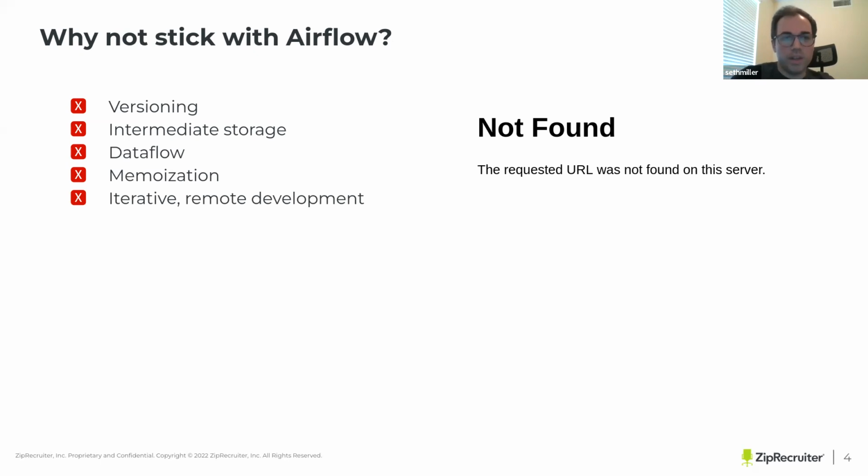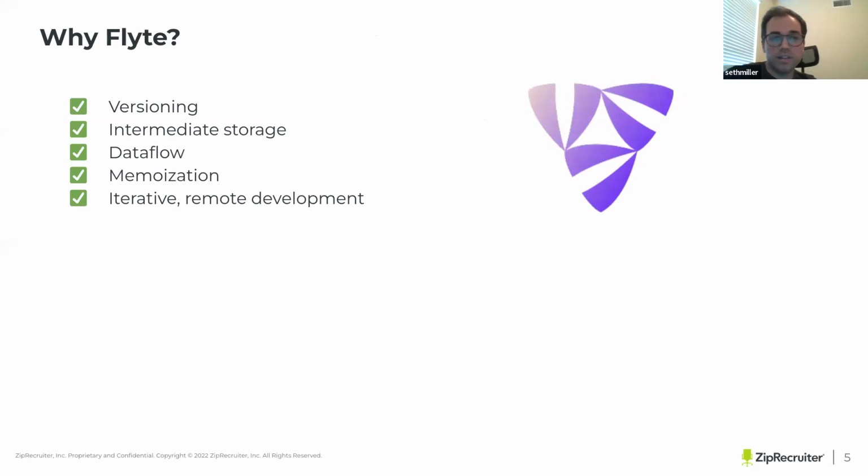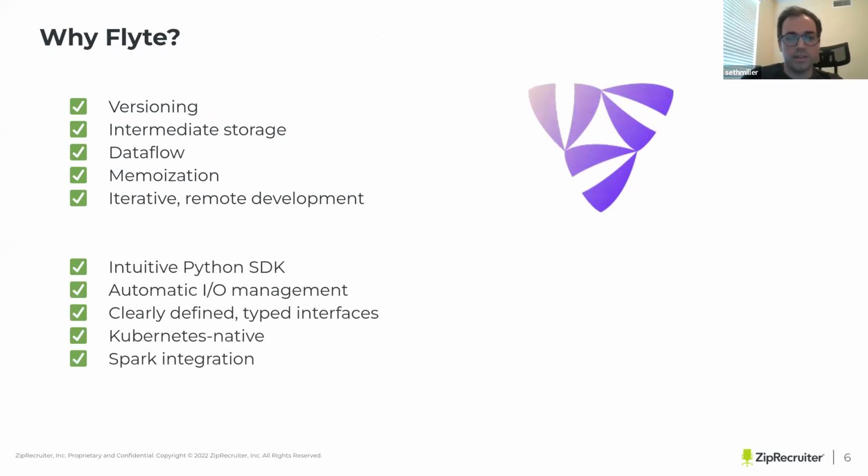And we evaluated multiple solutions, and one of them is Flyte. And of course, all those things that were red X's are check marks for Flyte. These are all batteries-included features, which was really nice. And then it also has all these other nice things like the intuitive Python SDK. Writing a workflow in Flyte feels just like writing a script in Python. It's very intuitive.